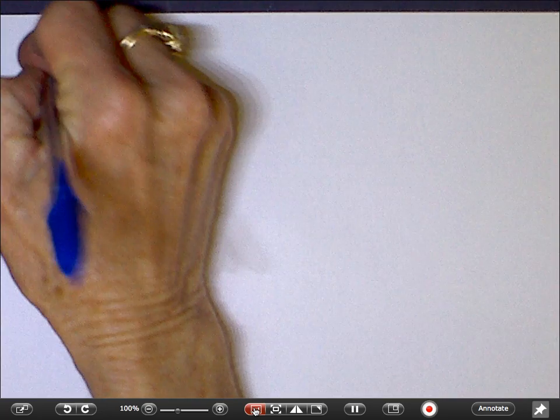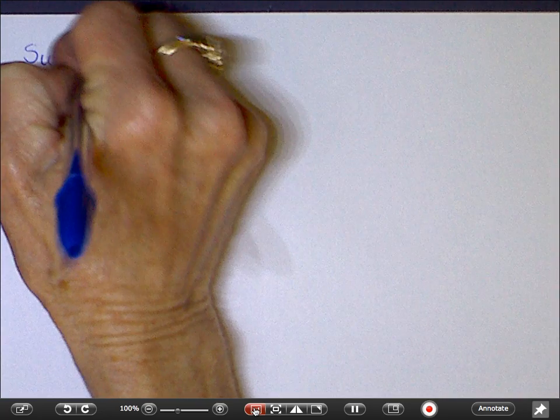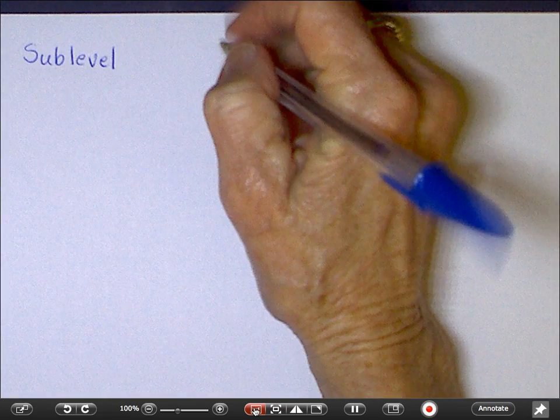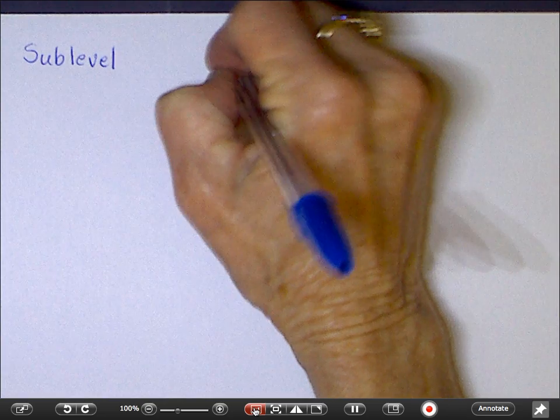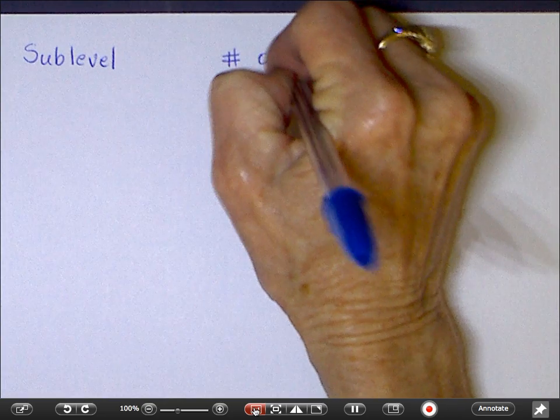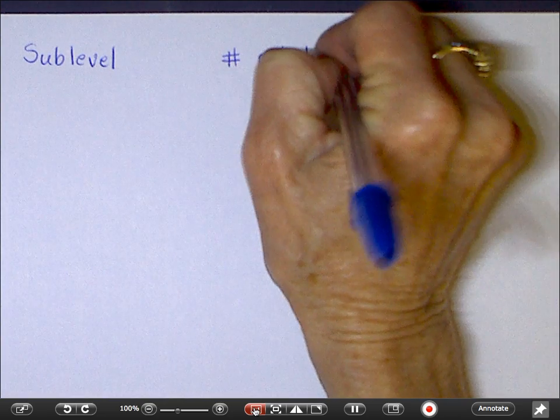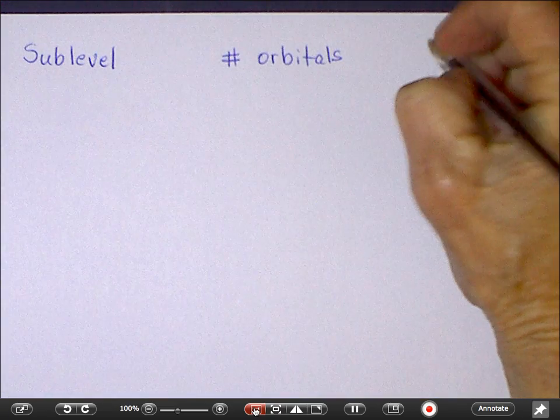So everybody pay attention. The first thing that we're going to do is write 3 headings across the top of our paper. We're going to put sublevel, number of orbitals, and max number of electrons.